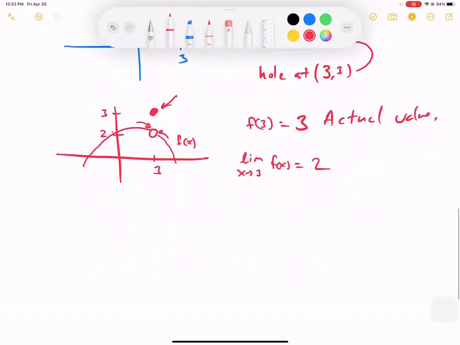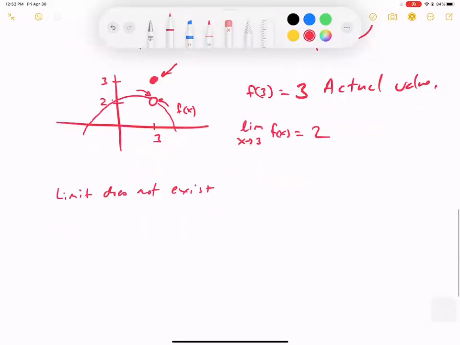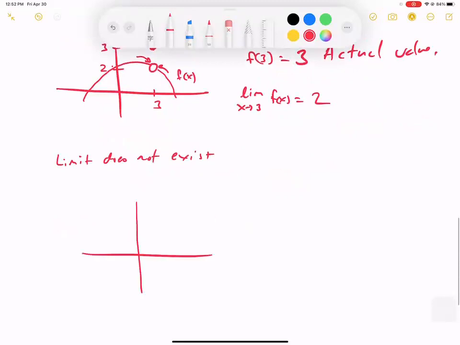Now let me give you one when the limit does not exist. Limit does not exist. Now, if I give you this example here, I'm going to give you guys a graph. One, two, three. Okay. So let me describe to you what we call one-sided limits.